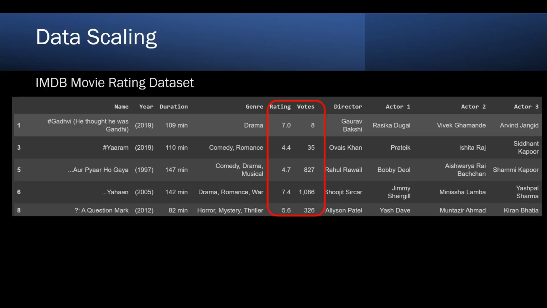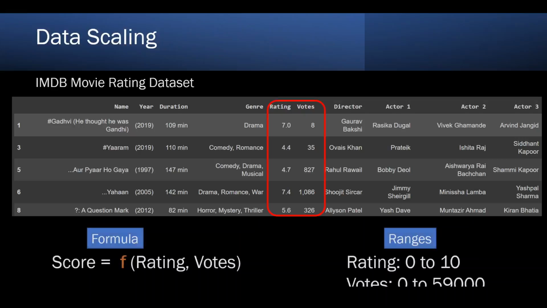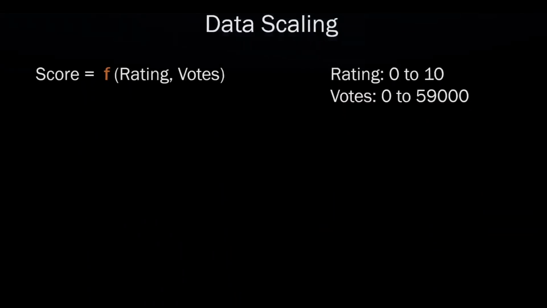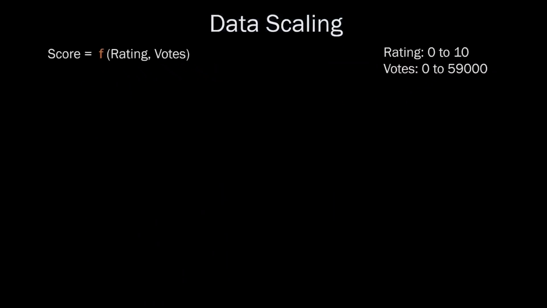We also spoke about how to combine these two data columns to create a new data column called score, right? That score should be some kind of function taking these two data columns, rating and votes, and converting them into a score. But you can see the range of the rating is from 0 to 10, these are the average ratings, and the votes range from 0 to 59,000. These are two different ranges, and that will definitely create some problems. Let's see what the problem is with having these different ranges.